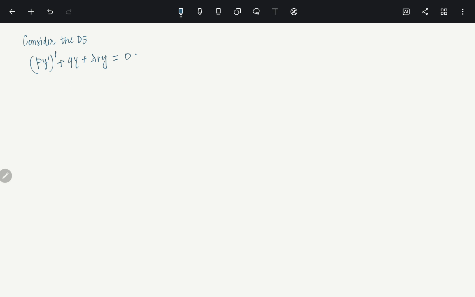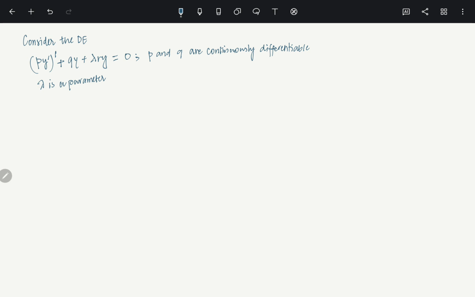Of course p and q are continuously differentiable. This is given to us. What is lambda? Lambda is a parameter. For the starters, we are going to assume lambda is a parameter which is varying in C. So basically lambda will be from C. That's what we are going to assume initially.